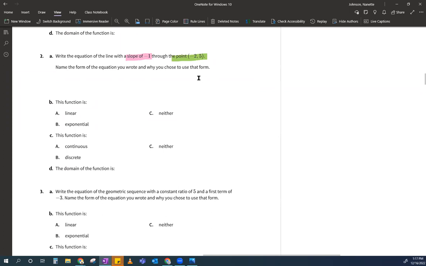For this one right here, I want you to write me an equation of a line and then start thinking about, do you think this function is linear, exponential, neither? What about continuous, discrete, neither? And start thinking about the domain. I'm going to give you a couple seconds to also answer the rest of those questions.